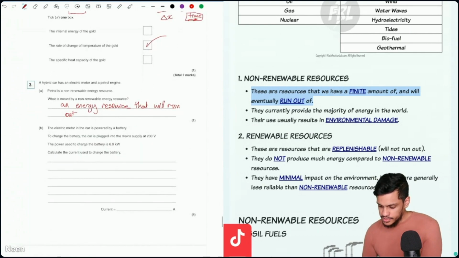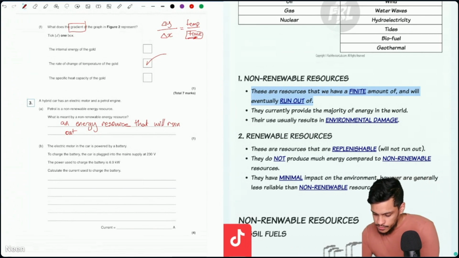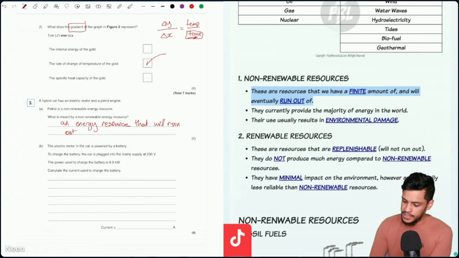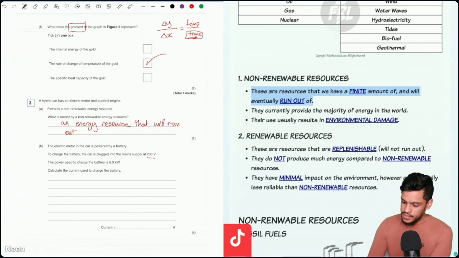Okay, here we got a calculation. They haven't given us the equation, so you need to look this up in the equation sheet. We have an electric motor. To charge the battery, the car is plugged into a main supply at 230 volts. It uses 6.9 kilowatts. So what's this? This is power. This is potential difference. Calculate the current.